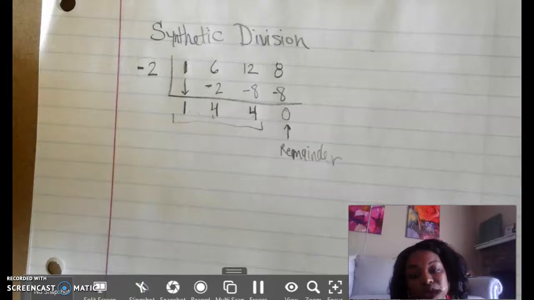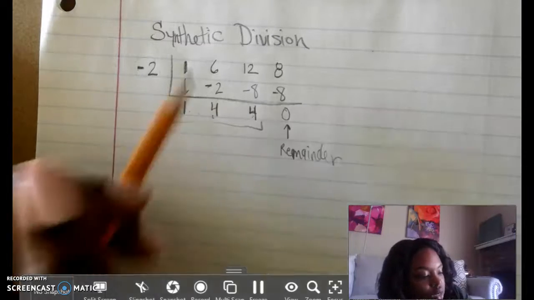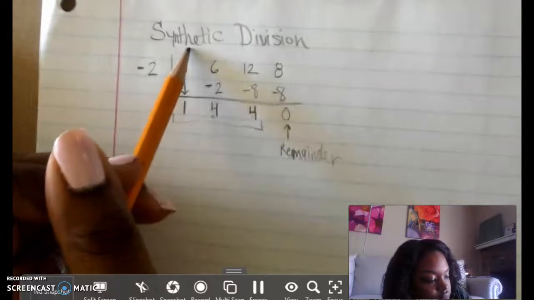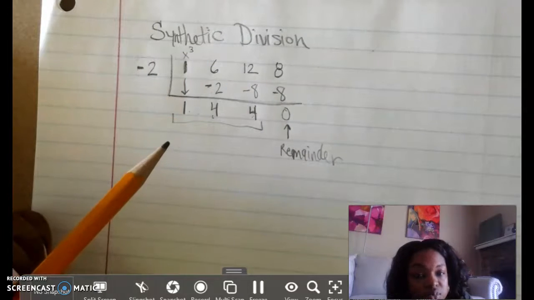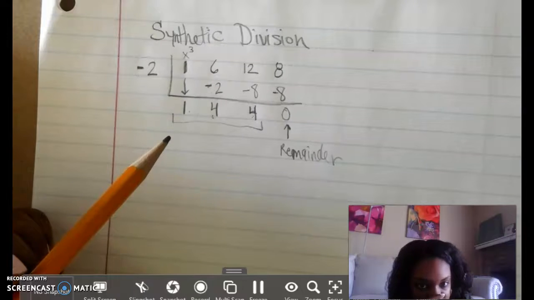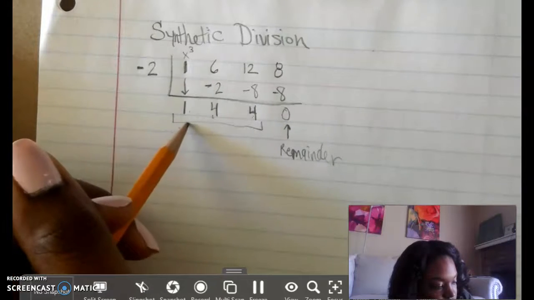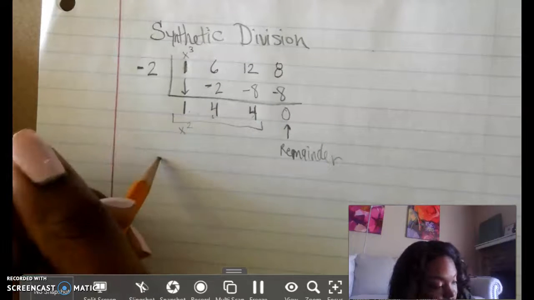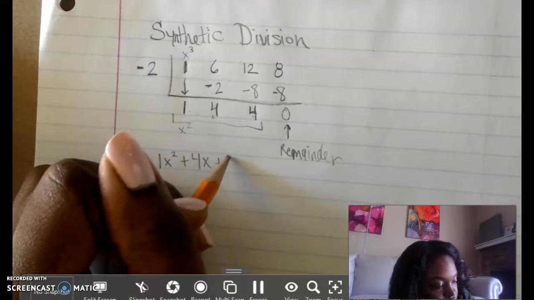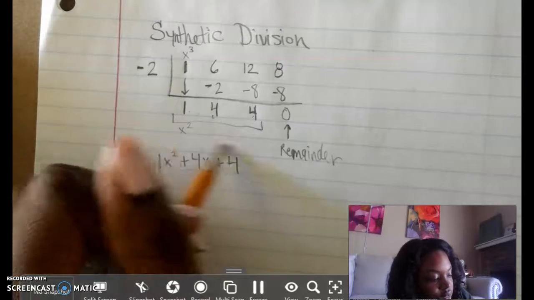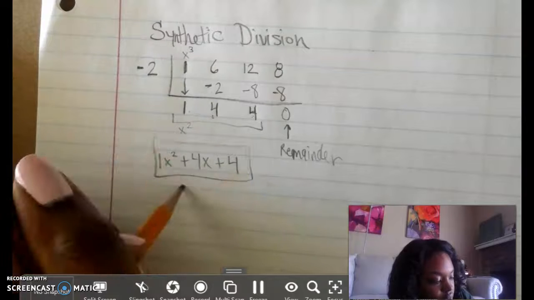So we're going to reduce our exponent by 1. So we started with the exponent of a term of x cubed. So we're going to reduce the exponent of our term. So this is going to start with x squared. So we have 1x squared plus 4x plus 4. That is our quotient.